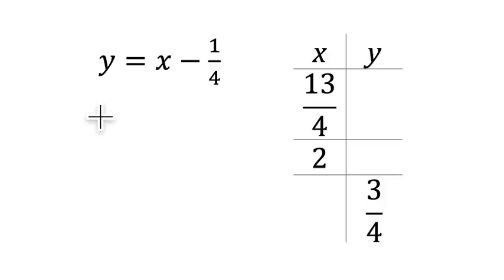On our last example here, the rule says to get y, we subtract 1/4 from x. Well, here we have 13/4 for our input, our x. So we have y equals our input minus 1/4. Now, conveniently, we already have common denominators. And when we have common denominators, we subtract the numerators, 13 minus 1, and keep the same denominator.